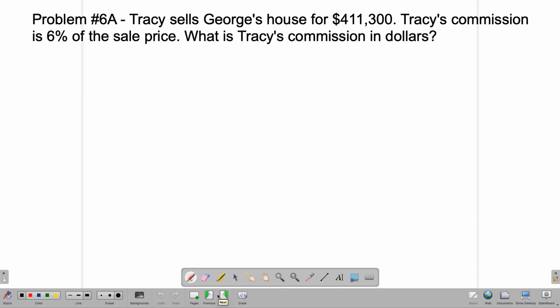All right, so problem number 6, 6A, we have Tracy sells George's house for $411,300. Tracy's commission is 6% of the sales price. What is Tracy's commission in dollars? So what we want to do is very simple again. Always start off with the equation part equals rate times base.